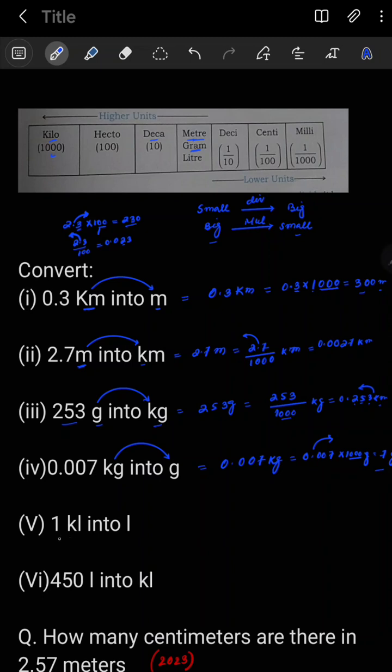Again, the next question they ask is to convert 1 kiloliters into liters. Kiloliters is a big unit, liters is your small unit. So if you want to convert, 1 kiloliters is equal to 1 into, big to small unit, so you have to multiply by 1000. Then you will get 1000 liters. So 1 kiloliters is equal to 1000 liters.